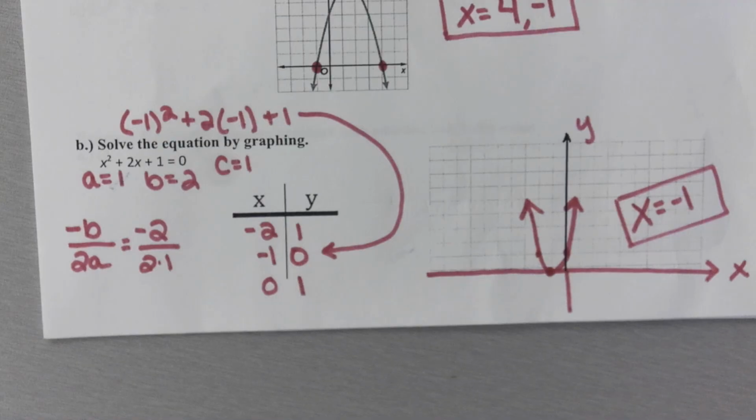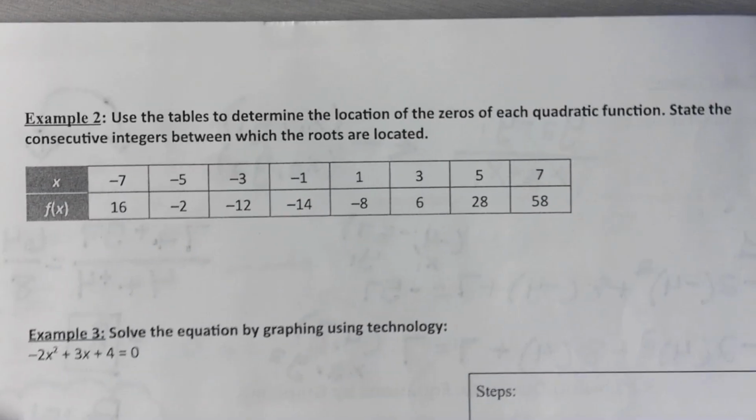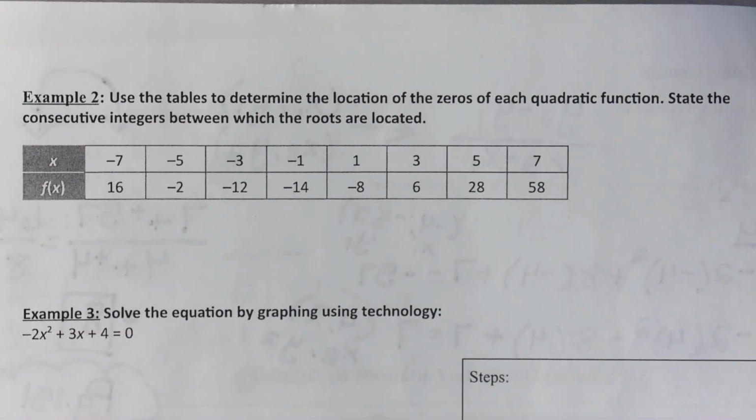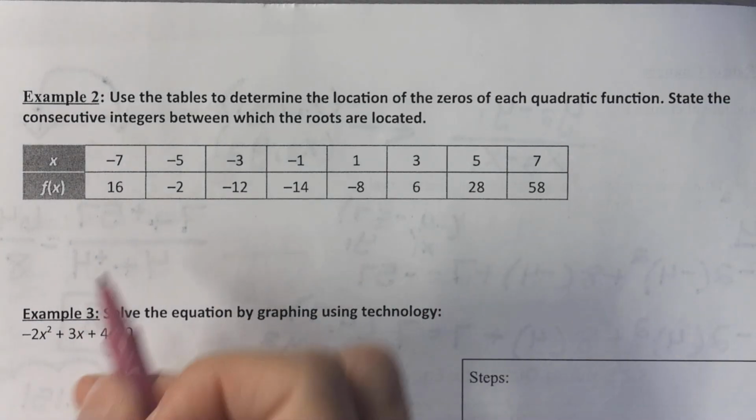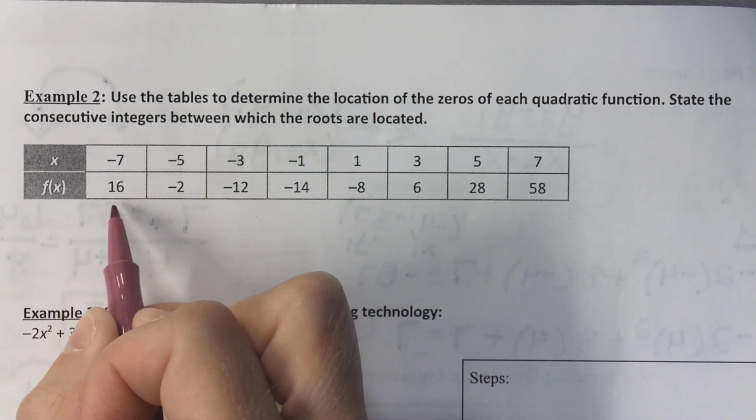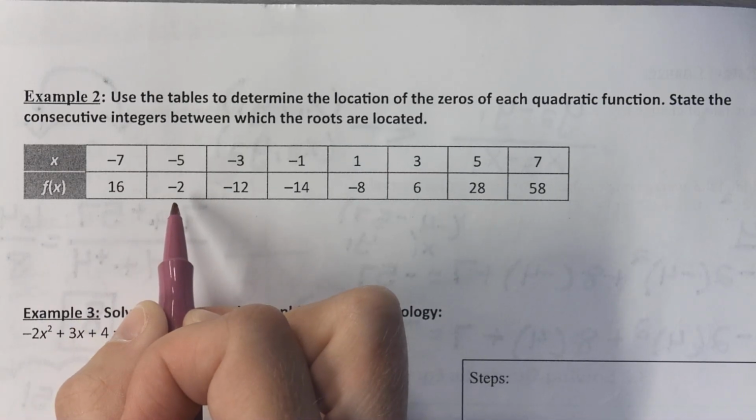Flip the page when you're ready. So there are a couple other types of problems that you could be asked to do. Number 2 is pretty easy. So it says, figure out where the roots, so remember roots, zeros, solutions, x-intercepts all mean the same thing. It says, figure out between which integers they live. All right, here's what that means. If you look right here, do you see how we go from 16 down to negative 2?